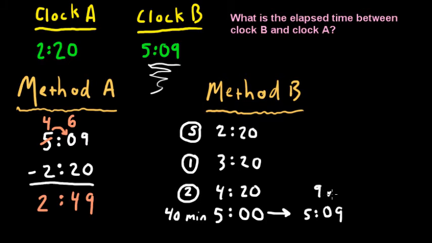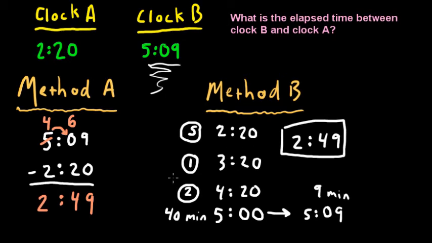Put 9 minutes there. Okay, so it'll be 2 hours, because 2 whole hours will have passed, and then I'm going to add together the minutes. That's 40 minutes plus 9 minutes, so 49 minutes. So I'm going to say 2 hours and 49 minutes. Oh, and look, I got the same answer as Method A.